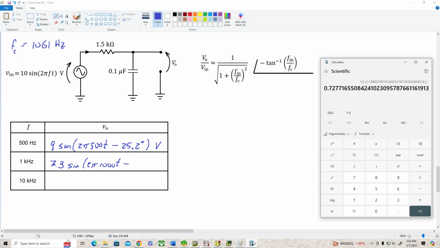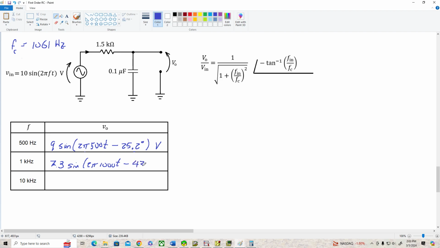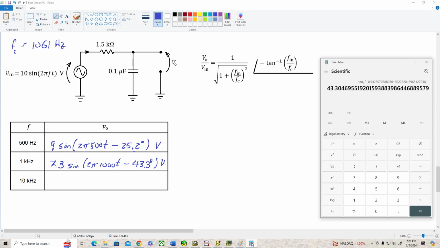And now let's determine our phase angle, which is the arctangent of 1000 divided by 1061, and that is about 43.3, and it's negative, so this is minus 43.3 degrees volts. So our output at 1 kilohertz is 7.3 volts peak, lagging by 43.3 degrees. And lastly, we'll find it at 10 kilohertz.